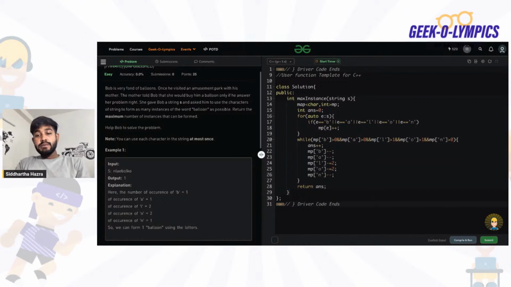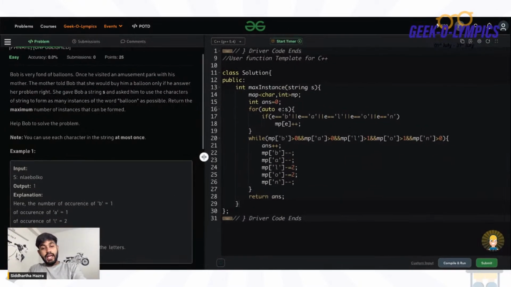We can simply take the minimum of all. No, we can't because L is required 2 times. By looking at the Paneer example, you can say that the minimum value is required. But L is required 2 times. So how would you do that? This is very intuitive and simple. Just give me a quick response if this is clear.